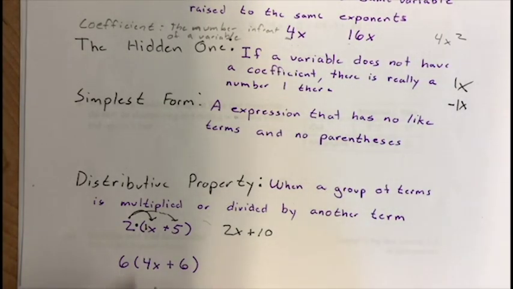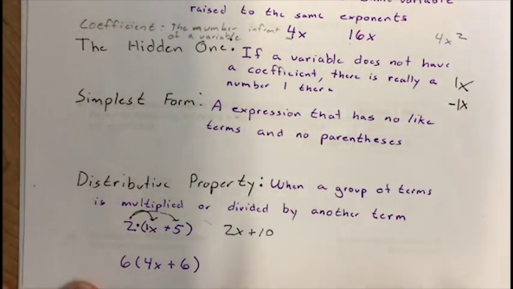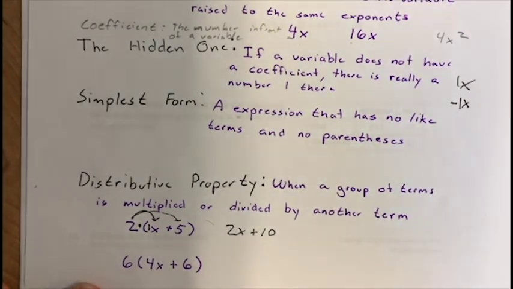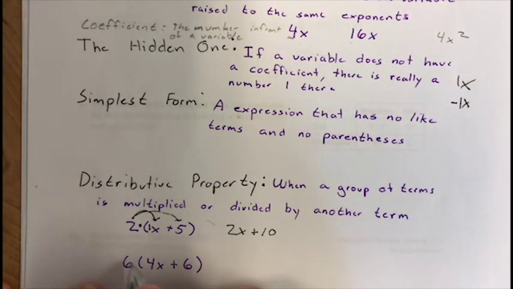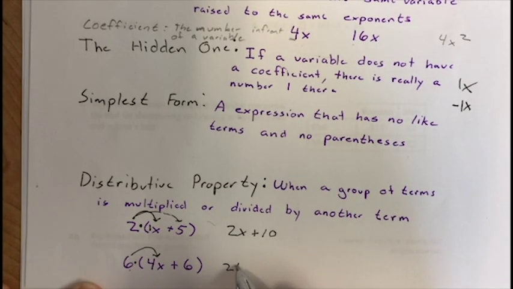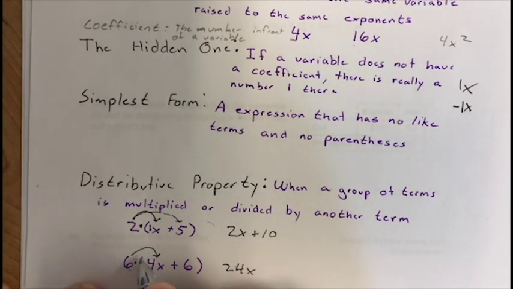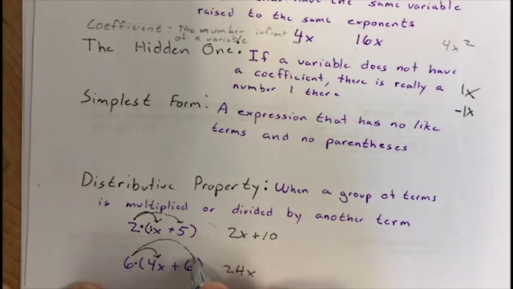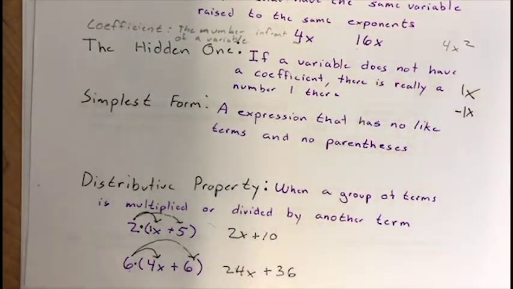Let's do the same thing on this one. I'm going to use the distributive property to simplify this expression to have no like terms and no parentheses. So I'm going to go 6 times 4x. Well, that's 24x. And then I'm going to go 6 times a plus 6 gives me plus 36. This is how the distributive property works.